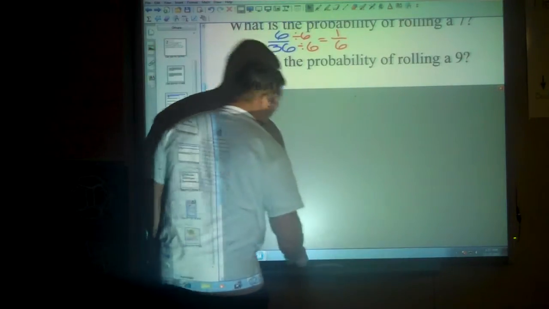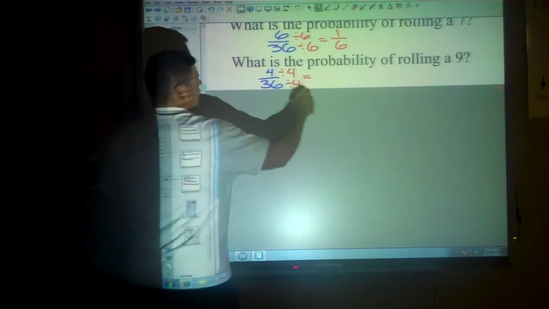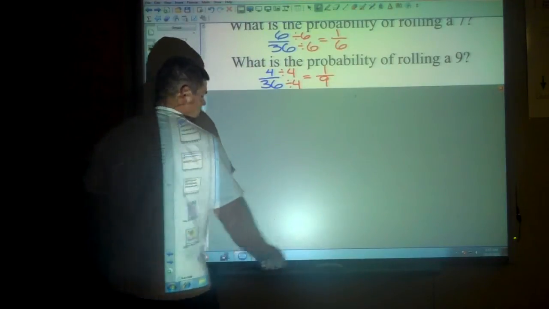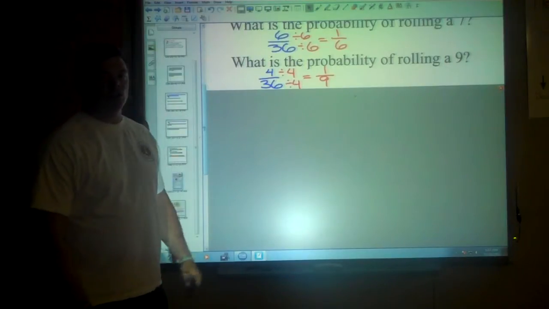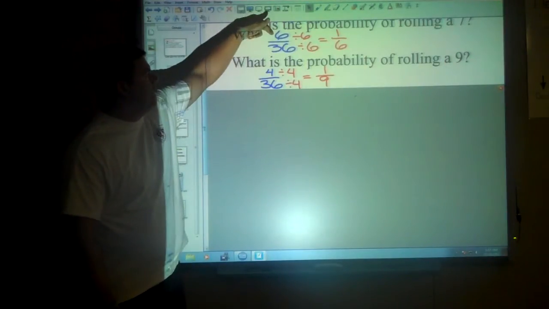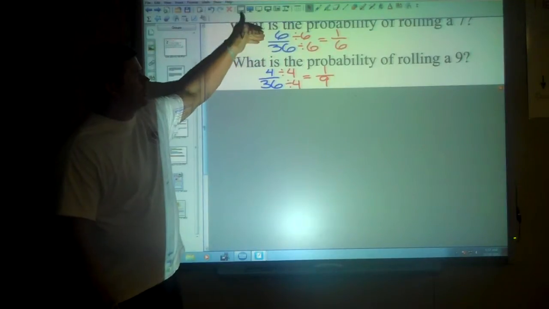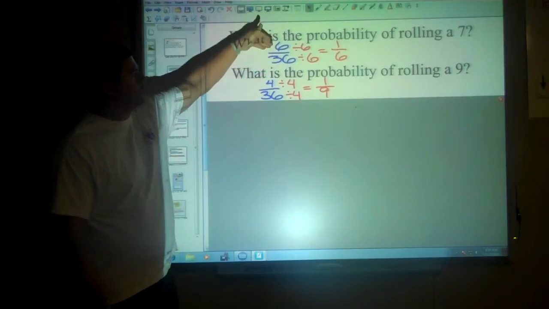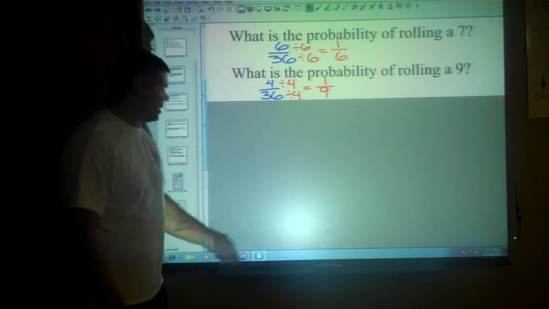But again, they're both divisible by something, in this case 4. 4 goes into itself once and into 36 9 times. Which means the chances of rolling a 9 are only 1 in every 9 tries. I had more chances of getting a 6 than I do a 4. I'm sorry, more chances of getting a 7 for a total than I do a 9. Because there were 6 chances where I could get a 7, and there were only 4 chances where I could get the 9.